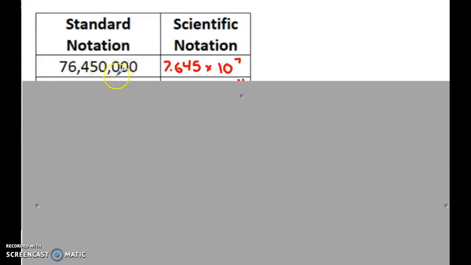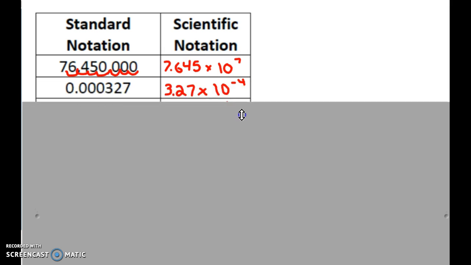For the first one, positive exponent, you moved it 7 places. There's 3, there's 6, there's 7 to get it to be between the 7 and the 6. Again, the other digits are important, so you just have to jot them all down. Times 10 to the 7th power.